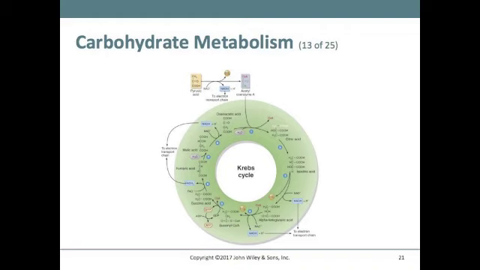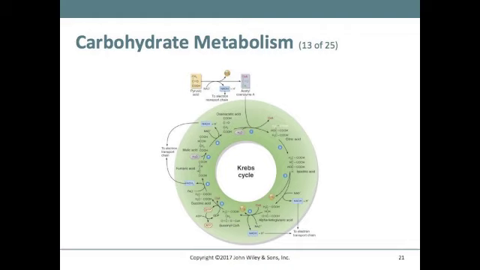Step 6 is dehydrogenation. Succinic acid is oxidized to fumaric acid as two of its hydrogen atoms are transferred to the coenzyme flavin adenine dinucleotide, or FAD, which is then reduced to FADH2. Step 7 is referred to as hydration. The fumaric acid is converted to malic acid by the addition of a molecule of water.